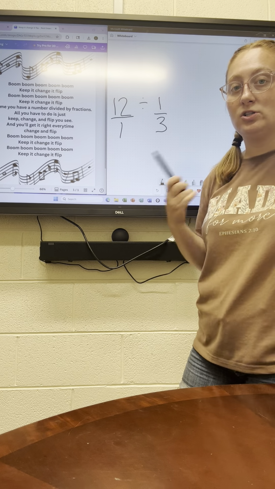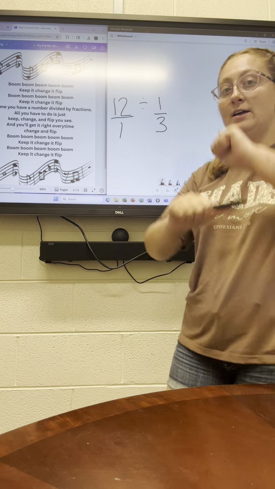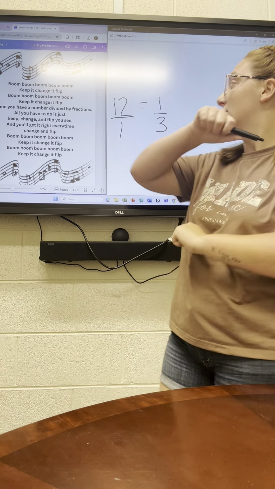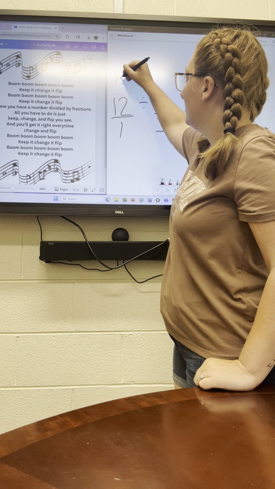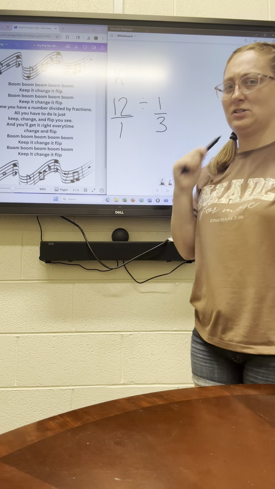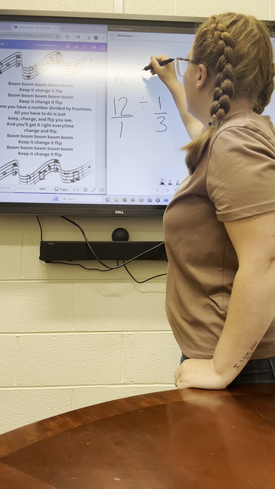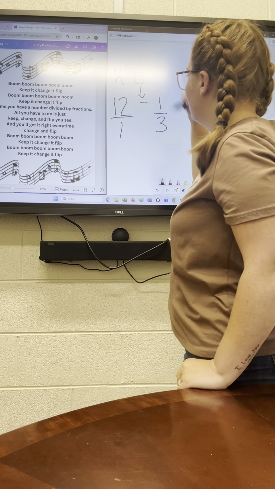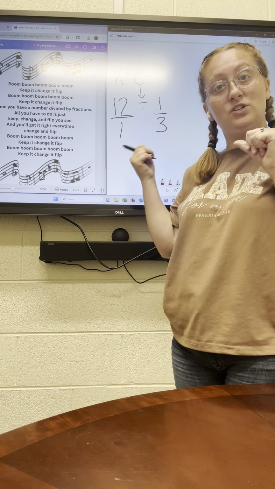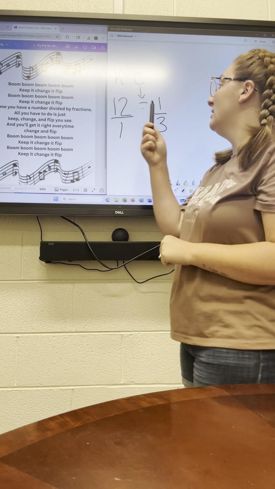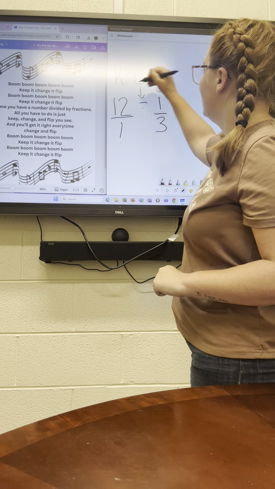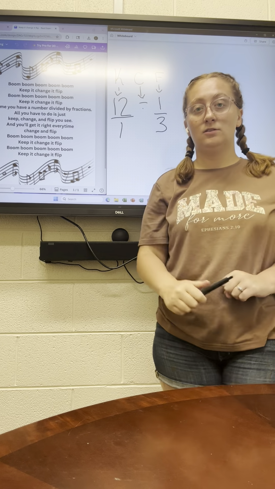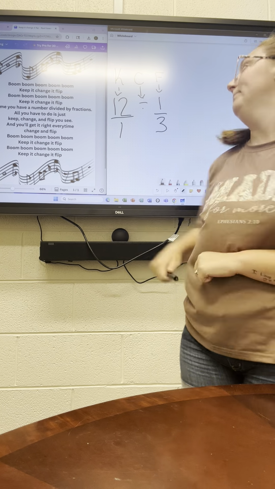So now let's use our song. So we had keep it, change it, flip. So what do I do here? I'm going to write a K. That way I remember to keep it. Now I need to change it. I'm going to change my division to multiplication. And now I need to flip it. So we have keep it, change it, flip it.